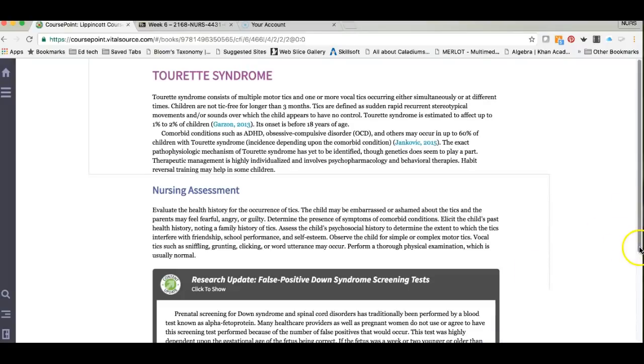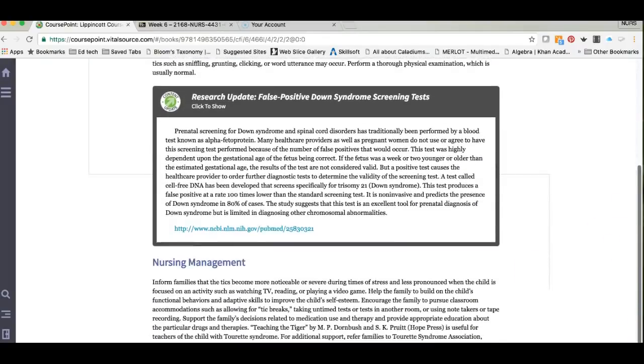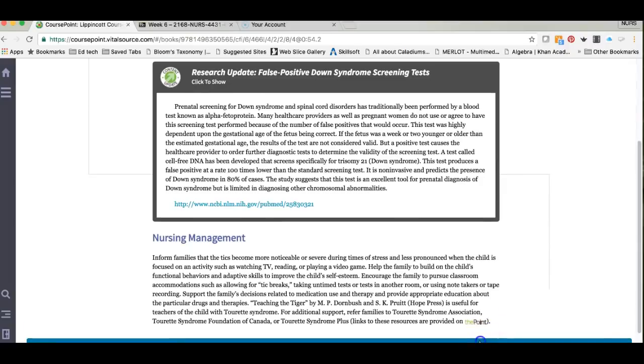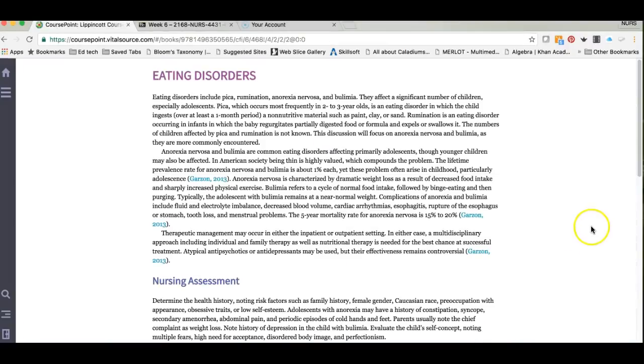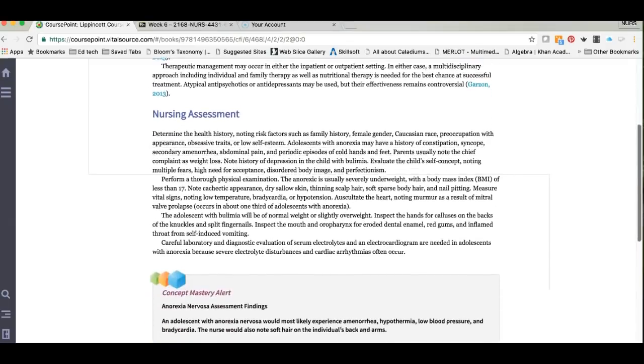All right, Tourette's, we're really not going to touch on Tourette's. Don't see Tourette's in kids that often, or I don't. Eating disorders, we talked about pica, we talked about rumination. Again, we're not going to touch on those anymore, but we are going to talk about anorexia.